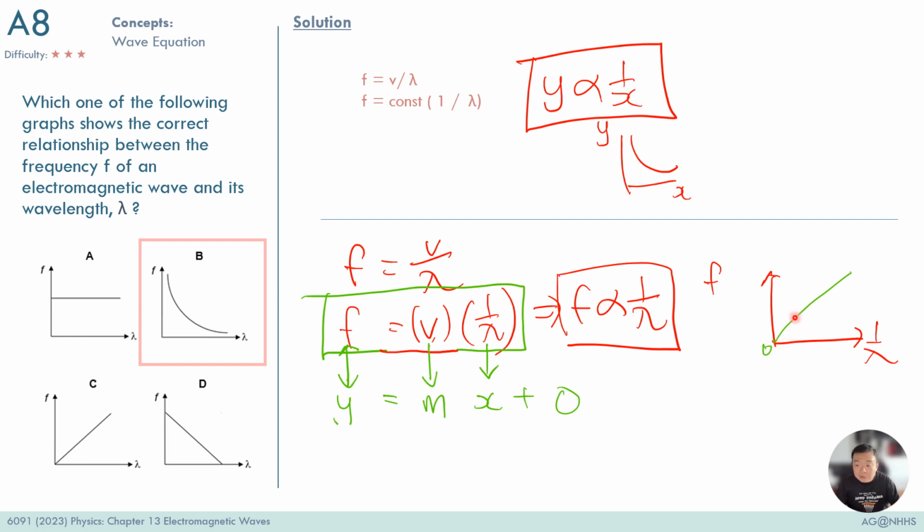Now, take some time to note this down and compare this graph with the answer over here. Both of these graphs are different graphs, but both of them represent the wave equation.